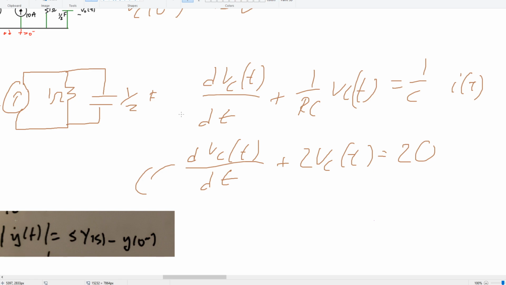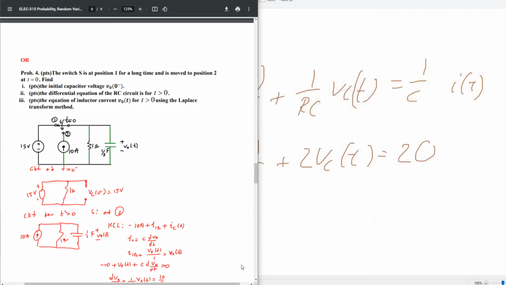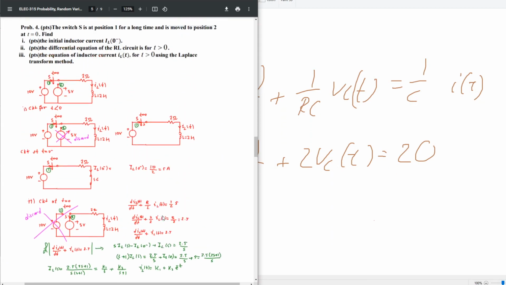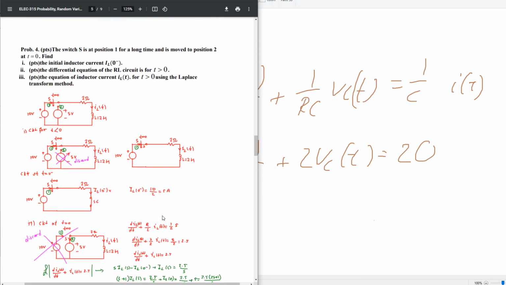Let's also try doing the other one. Now, I haven't tried the other one. He updated it, and I haven't taken a look at it. So, hopefully I don't get stuck over here.